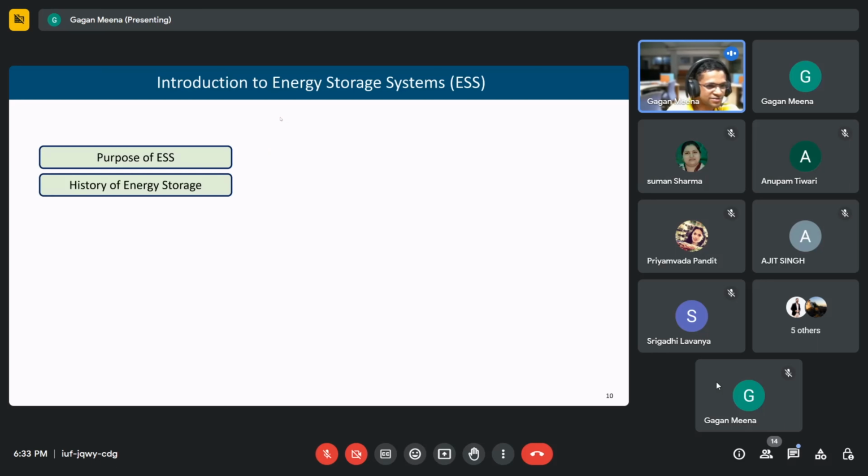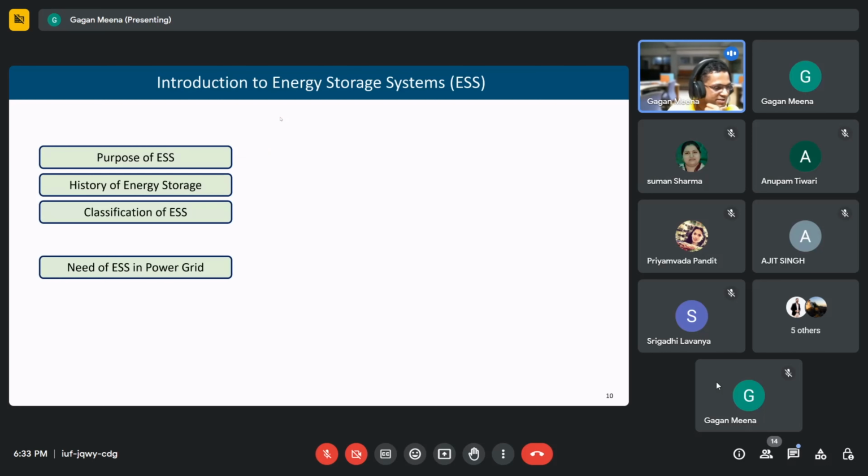Then the history of energy storage was discussed, then the classification of energy storage. So what are the different types of energy storage available? Can you classify them? I think there are 5-6 classifications. Mechanical, then electromagnetic, like supercapacitors. Sorry, electromagnetic. What else? Hydro will come under mechanical.